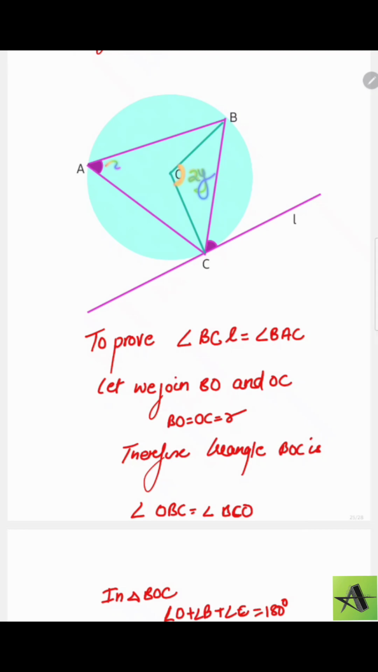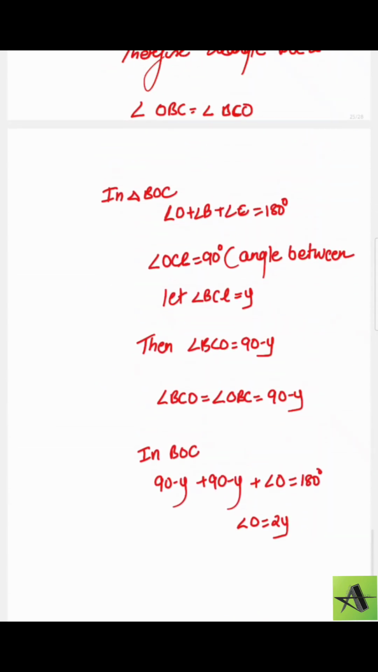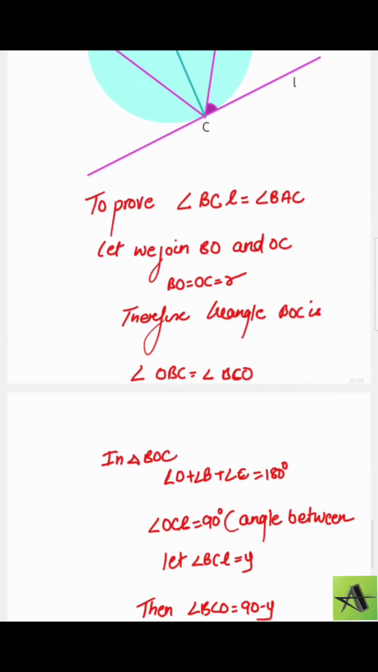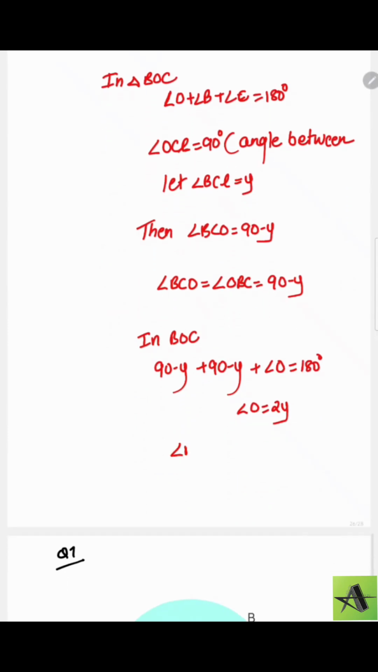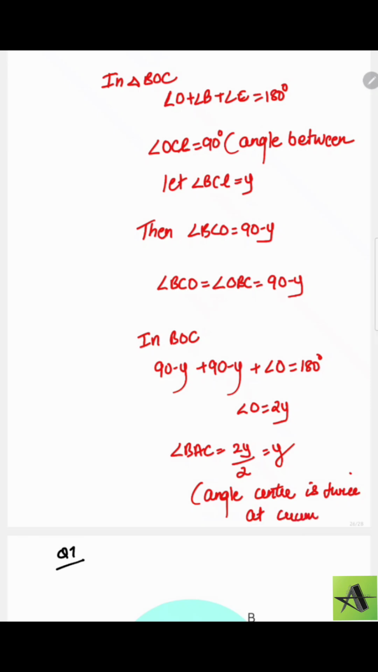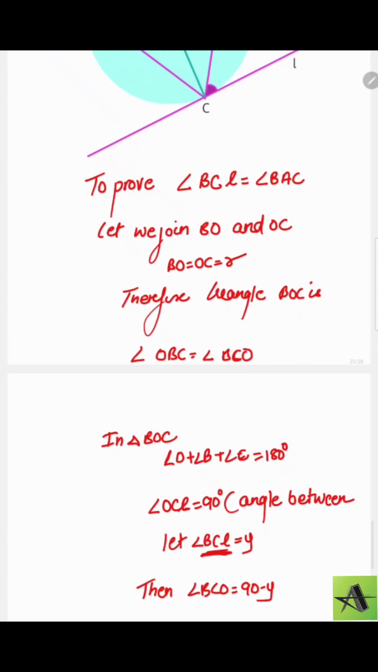Now clearly if this is 2y, this is y by our first circle theorem, which says the angle at the center is always twice the angle at the circumference. That means at the center it is 2y, so at the circumference it's going to be half of it. So angle BAC is equal to 2y over 2, which is y, by the angle at the center theorem. And you have to write the entire theorem, which says the angle at the center obtained by an arc is twice the angle at the circumference. And hence we have proved that angle BAC is equal to angle BCL, that we were supposed to prove. That's your alternate segment theorem.